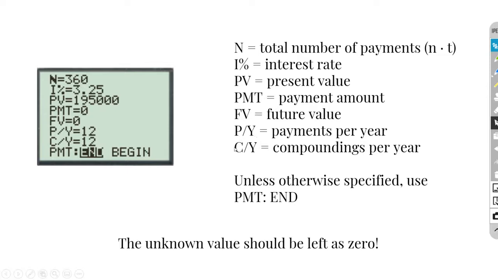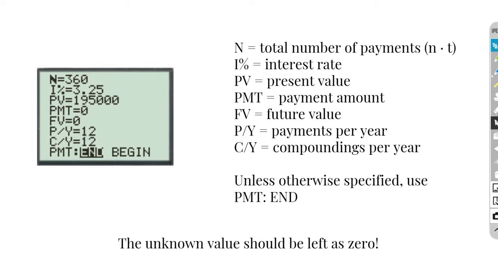And then P/Y and C/Y are payments per year and compoundings per year. Generally, these are going to match, and they are going to be 12 for us most often because we are paying monthly. So you have 12 payments in 1 year. The last thing you need to know for our variables is that unless otherwise specified, PMT should be END at the bottom of the screen. What this indicates is that you are paying at the end of a payment period rather than at the beginning. Lastly, whichever value you are looking for, which for us, again, is generally going to be payment, leave it as 0 in the beginning because you don't know it yet, and so that'll be the thing that you're solving for.